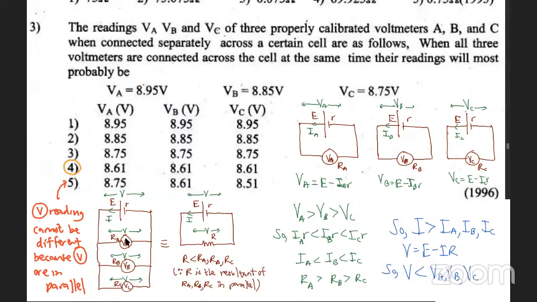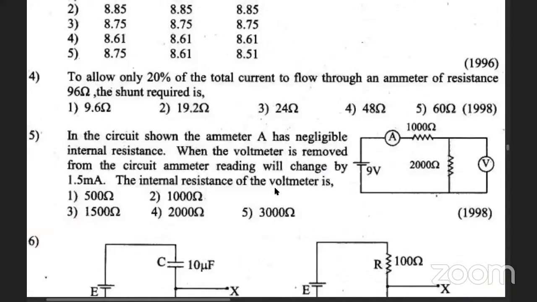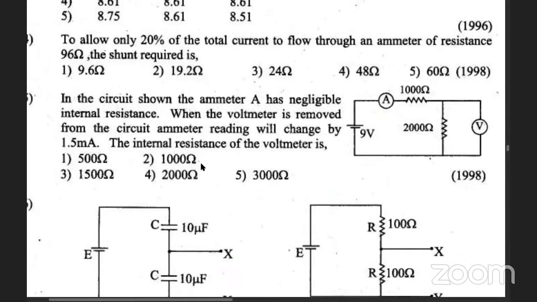They are asking for the voltmeter readings of each in this situation, and all of them are connected in parallel. Therefore, they will have the same reading. First three questions are not very convenient ones. They are a little complicated, but can't help. That is how it is.